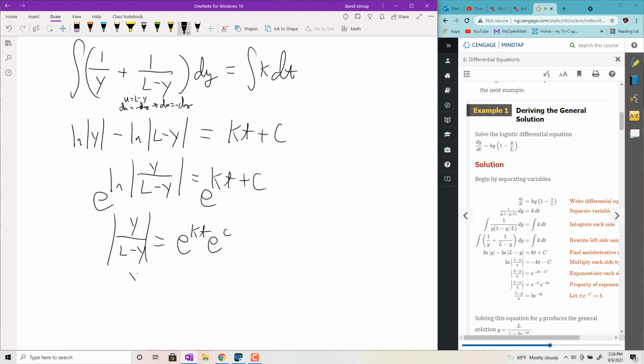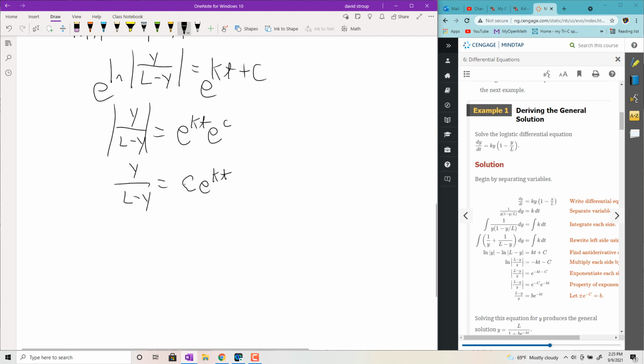Then I'm going to drop the absolute value, flip-flop the order, and have a plus or minus, but replace plus or minus e to the c with just a big C, and then e to the kt. I did it a little different than the book. They have a negative, so that there's a little bit less work to worry about.